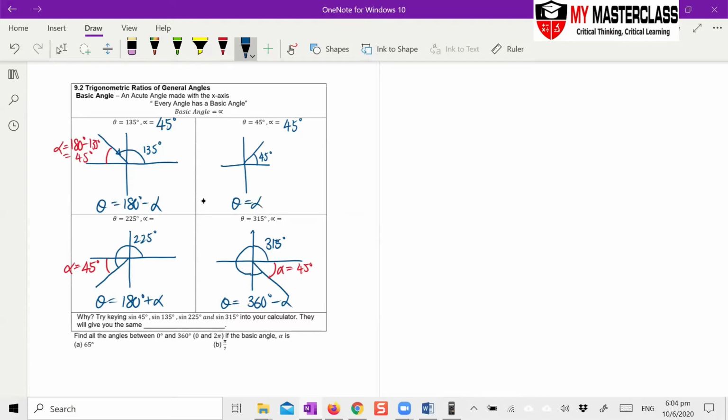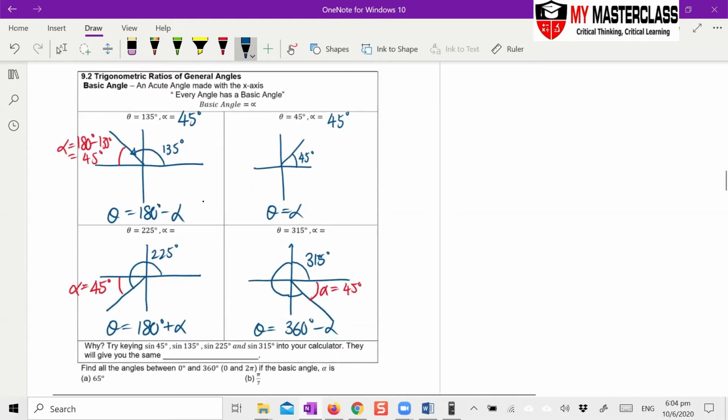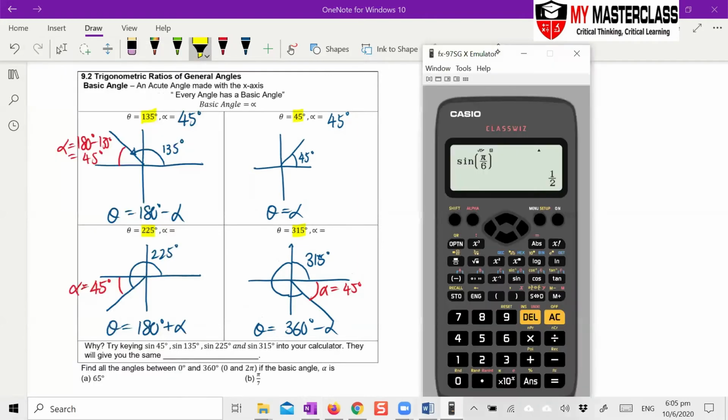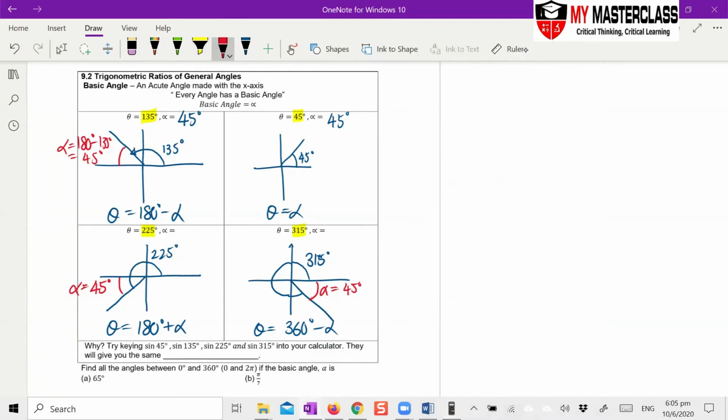Why is getting the alpha so important? Because you realize that 45, 135, 225, and 315, when you key them into the calculator, say you key in sine 45, now go and key in sine 45 for me. You'll get 0.707. Now go and key in sine 135 for me also in your calculator. You will get the same answer. Key in sine 225. What do you get? Same answer, but there's a negative sign, right?